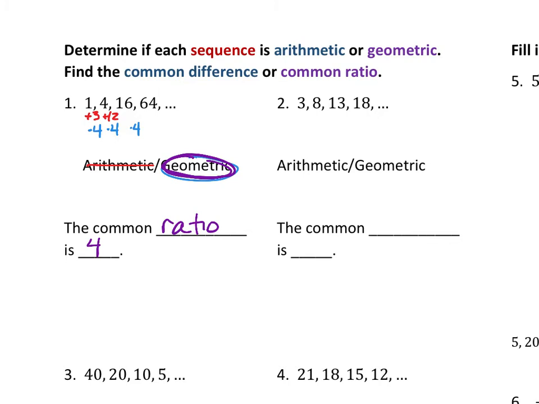Let's look at number 2. In number 2, again, if we're trying to figure out if this is arithmetic or geometric, we just need to figure out how the numbers are changing. To get from 3 to 8, we need to add 5. From 8 to 13, add 5. From 13 to 18, add 5. Since all of those numbers are the same, this is an arithmetic sequence. An arithmetic sequence has a common difference since we used addition.